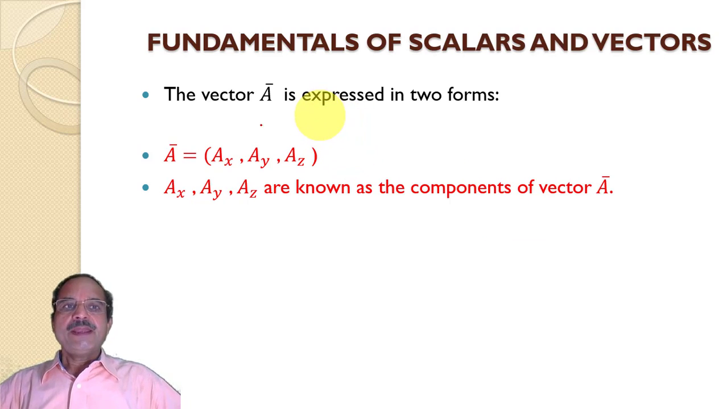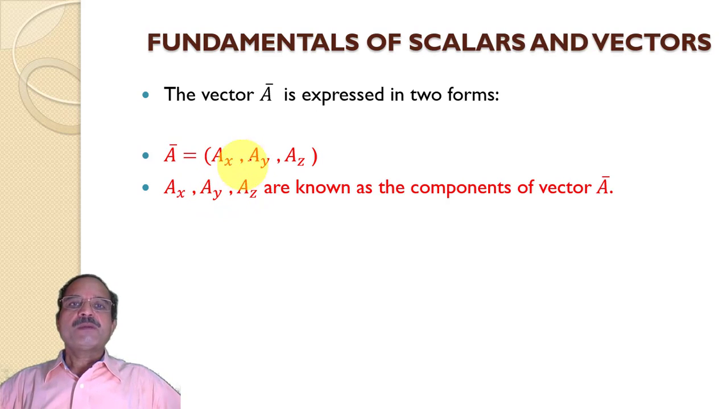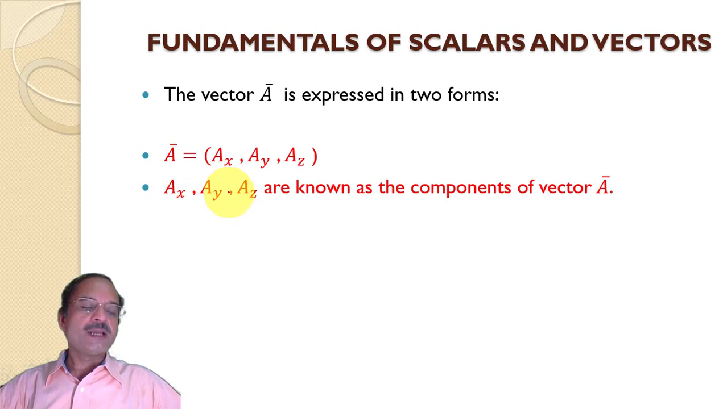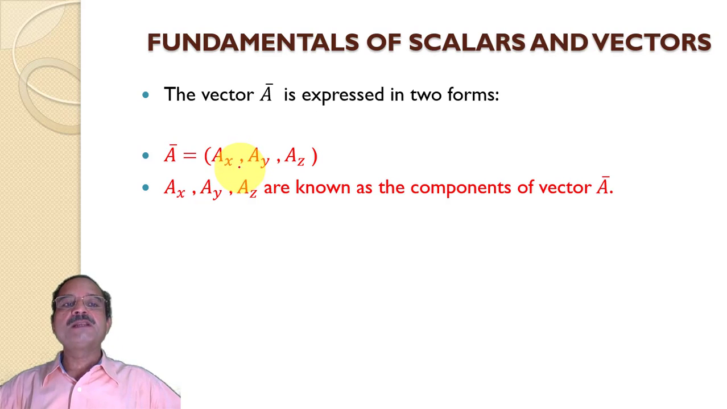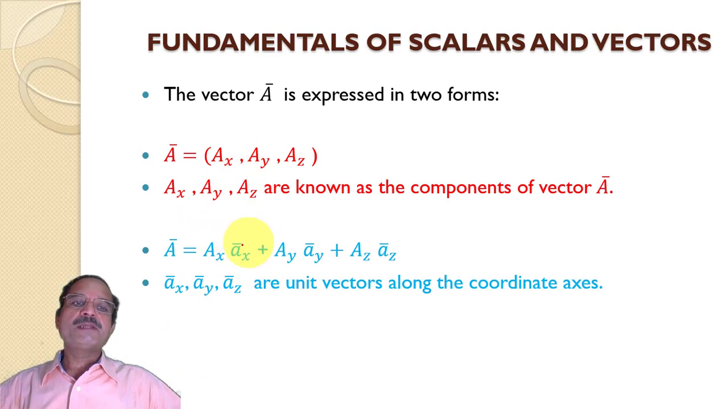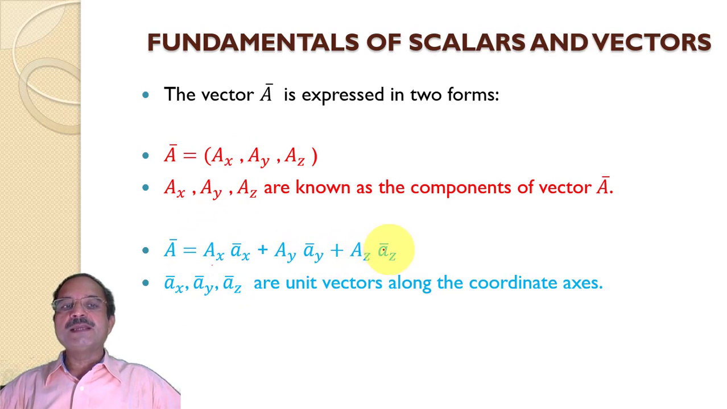Any vector A can be represented, for example, in the Cartesian coordinate system in this form: vector A equals (ax, ay, az), where ax, ay, az are the components of vector A in the x direction, y direction, and z direction. This is one way of representing vector A. The other way of representing vector A is ax a_x bar plus ay a_y bar plus az a_z bar.